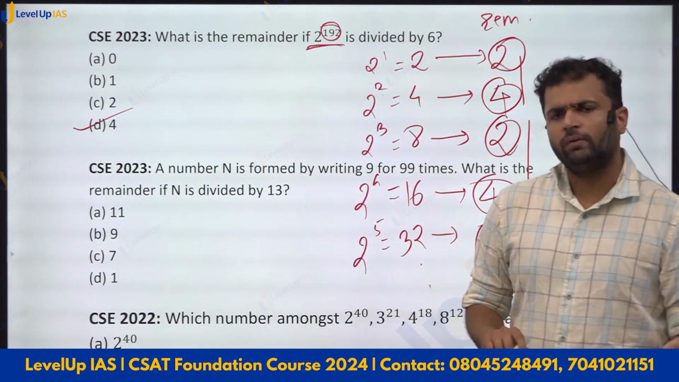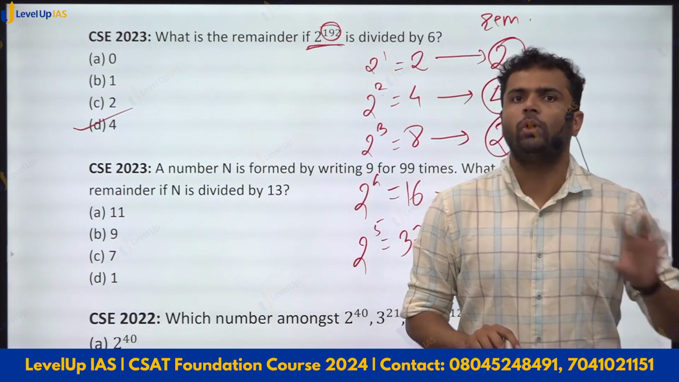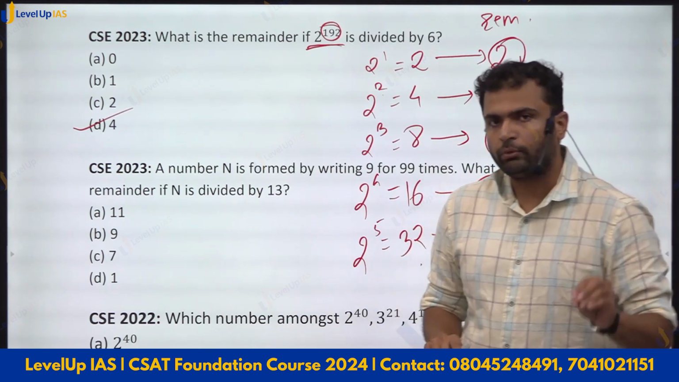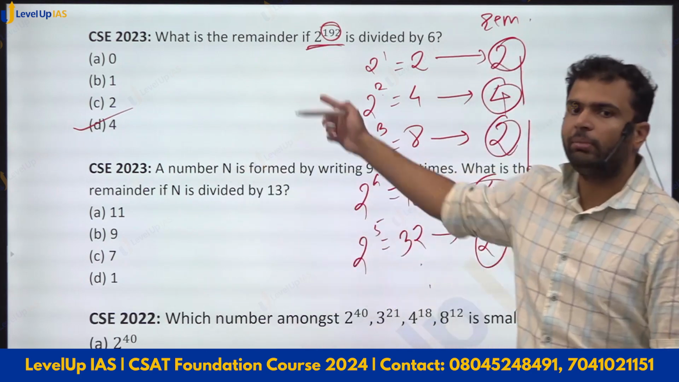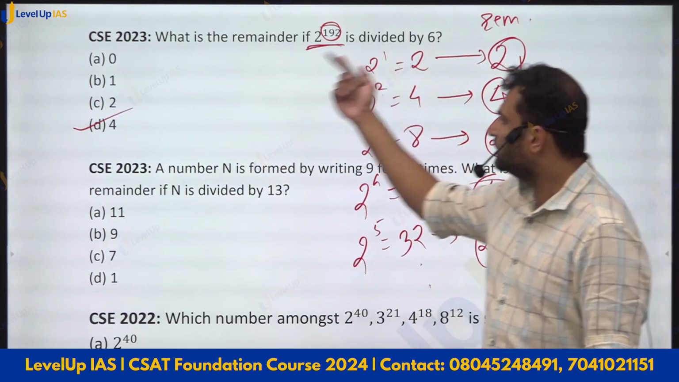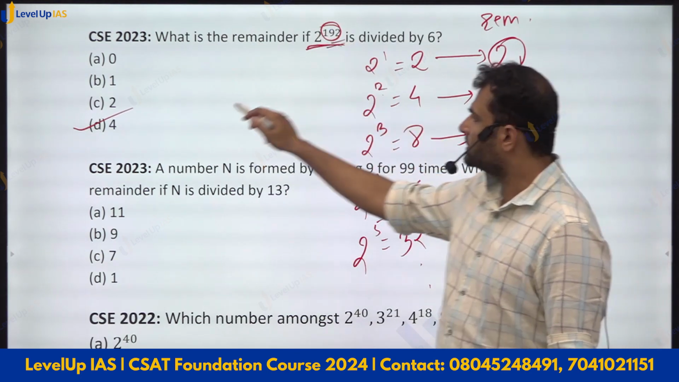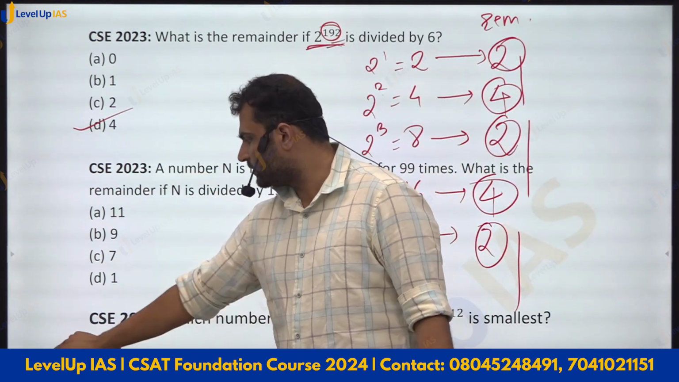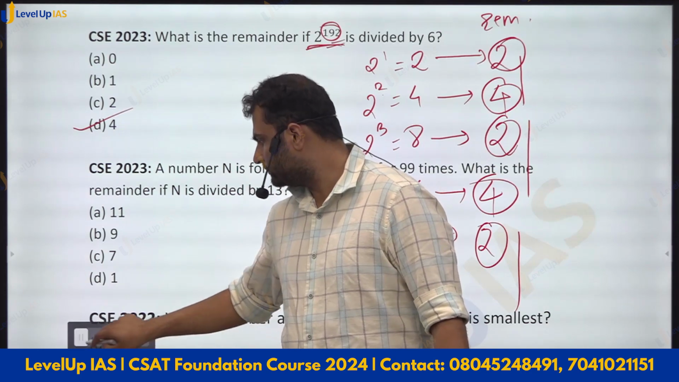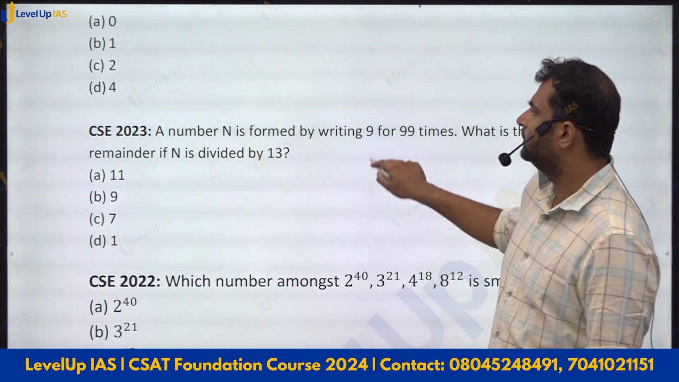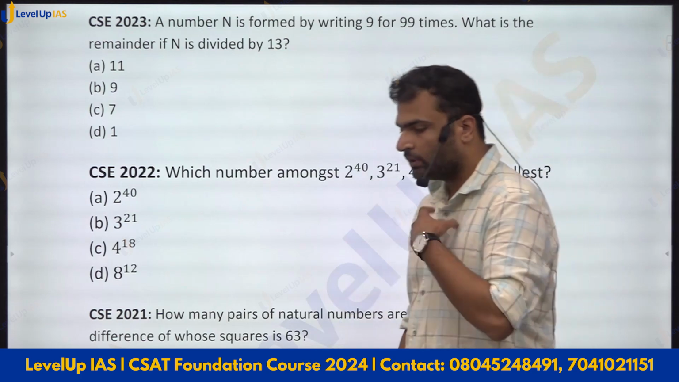Whenever there is a question which seems overtly complicated and impossible to solve in the examination hall, there would be some pattern forming. Like here, the pattern was that the remainder was 2, 4, 2, 4, 2, 4. So for even powers, the remainder was 4. This is this year's question, 2023. Let us see the next question.